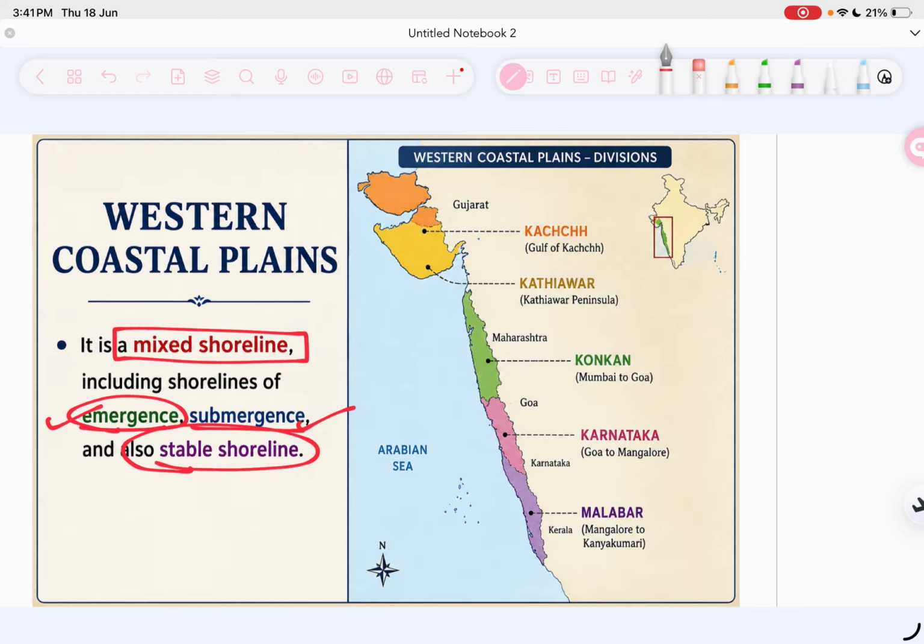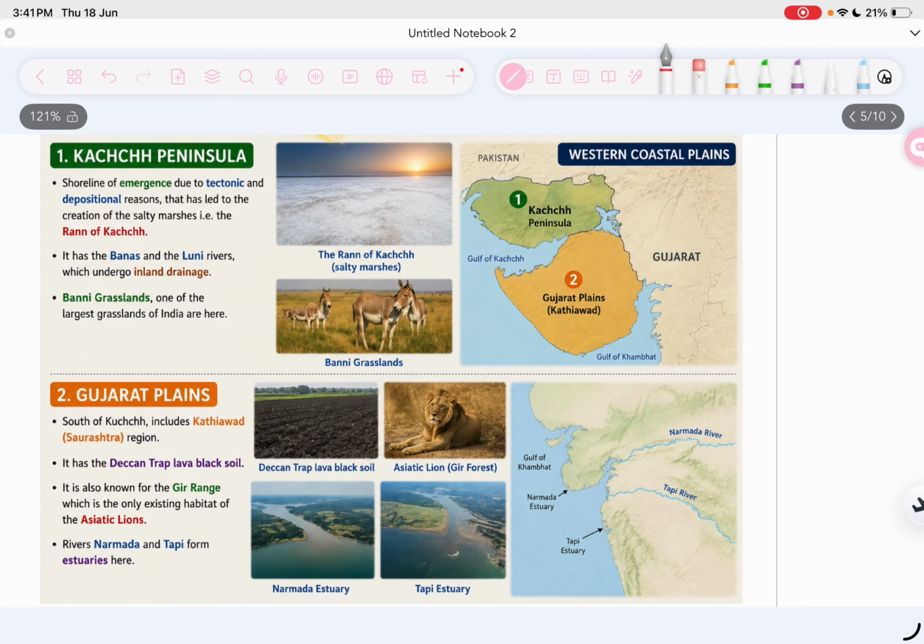When we look into a broad division of the western coastal plain, we find Kutch, Kathiawar, Konkan, Karnataka and Malabar. Together Kutch, Kathiawar and also Saurashtra become the Gujarat plains. So technically we have the Gujarat plains, Konkan plains, Karnataka plains and Malabar plains.